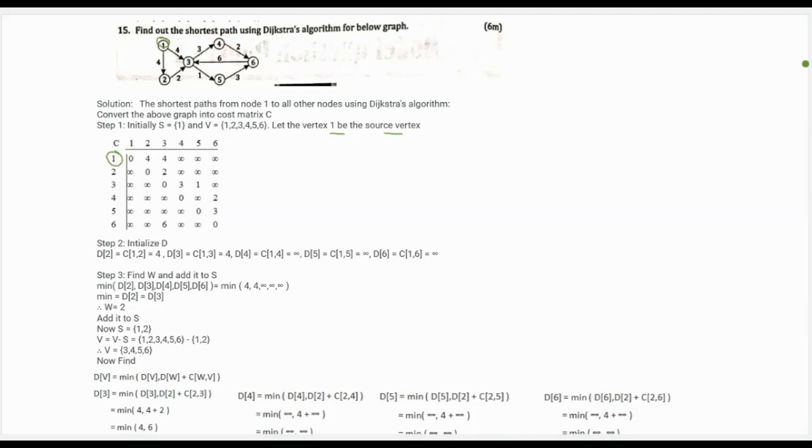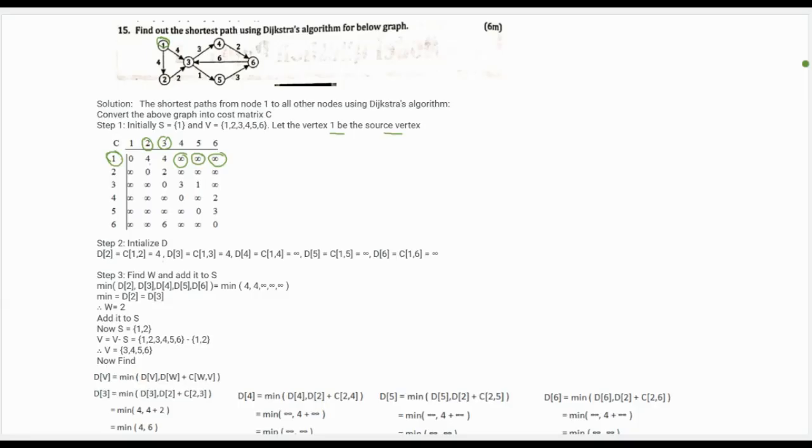Now step 2, initialize D. In D we check C[1][2], which is 4. Then D3 is C[1][3], which is 4. D4 is C[1][4], which is infinity. C[1][5] is infinity, and C[1][6] is infinity. So D consists of the values for the first place, second place, third place, fourth, fifth and sixth place.